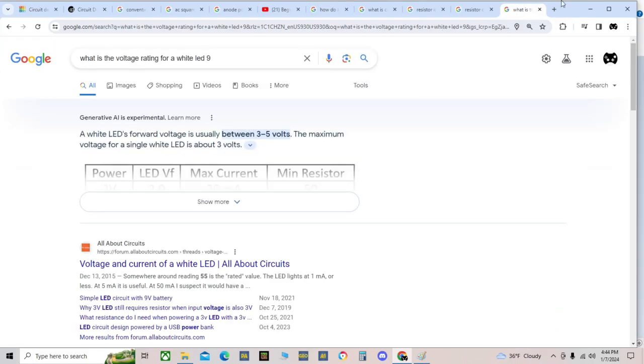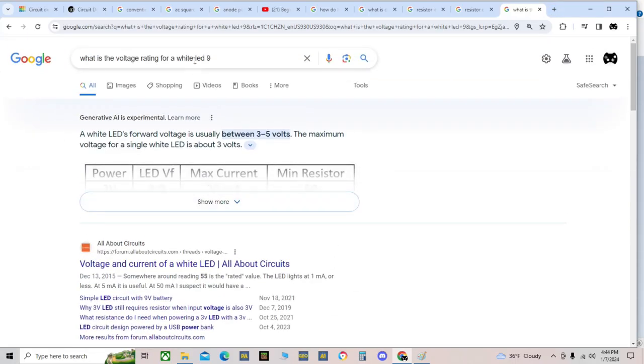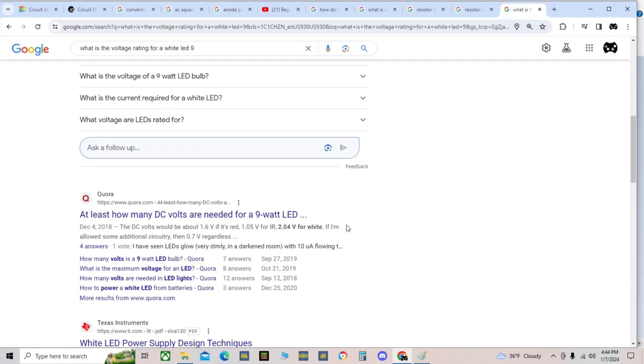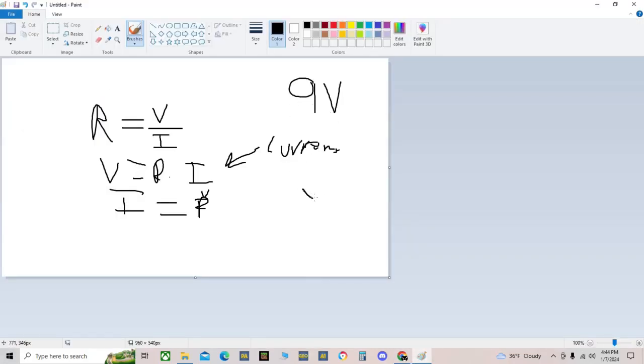You look at something called the data sheet. It's really boring, so I just look it up on Google, because Google knows. So between 3 to 5 volts. We're going to say 4 volts. It's 4 volts to power this LED.